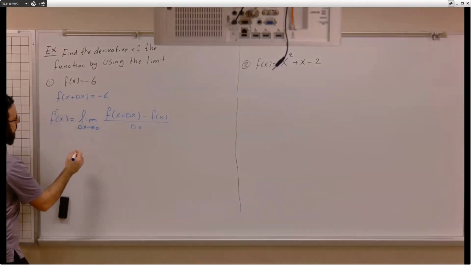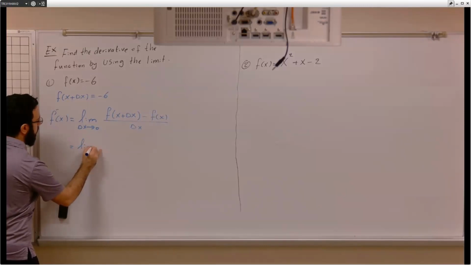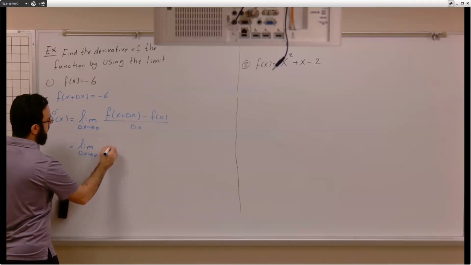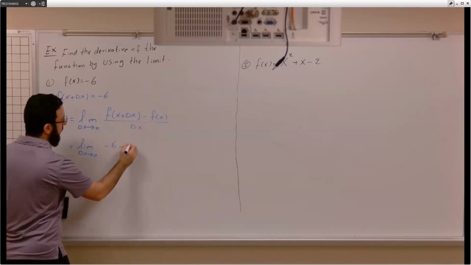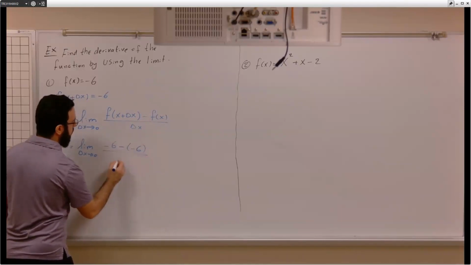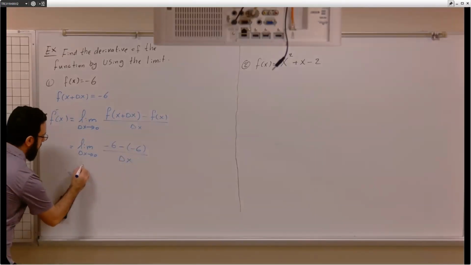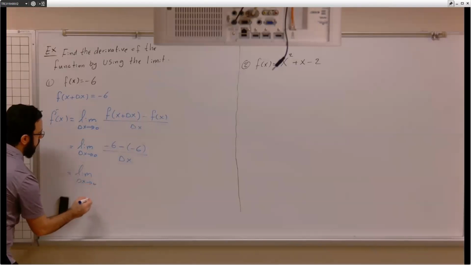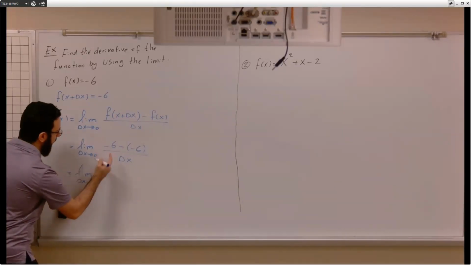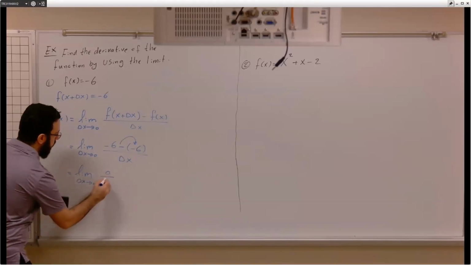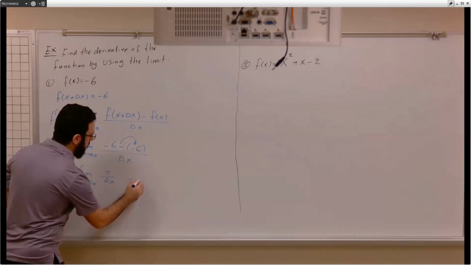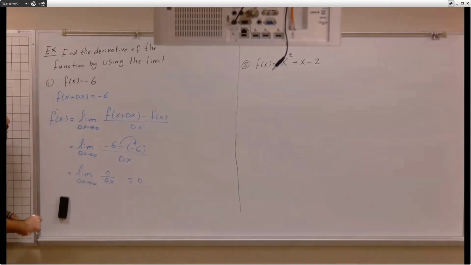Now let's plug in everything here. It's going to be the limit when delta x approaches 0, f of x plus delta x is -6 minus f of x is -6, over delta x. Then it's going to be the limit when delta x approaches 0, -6 plus 6, because you're going to distribute the negative sign. So it's going to be 0 over delta x. That means it's going to be 0. So the slope for any constant is going to be 0.